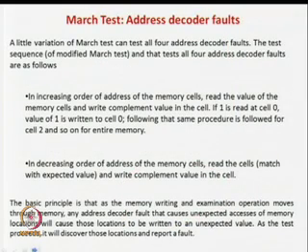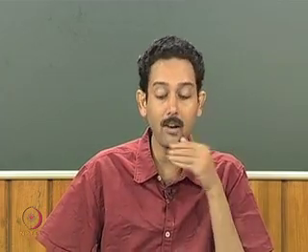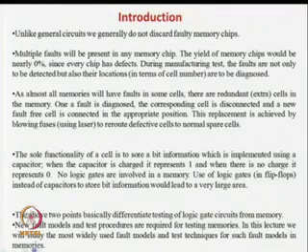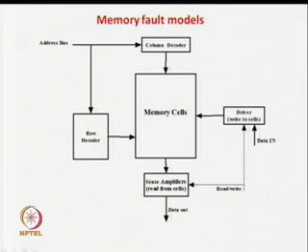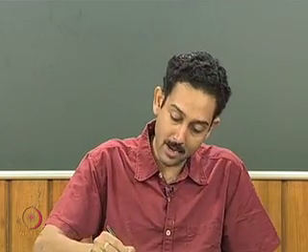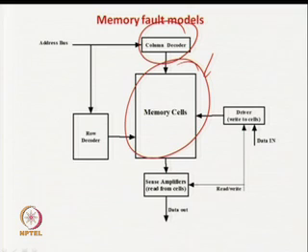Now we come back to our address decoder faults. What do we mean by address decoder faults? As you have already seen in our basic BIST architecture, all the March tests and algorithms, for coupling faults, neighborhood pattern sensitive faults and so on, are mainly looking at the memory cells. And this is the row decoder and column decoder.